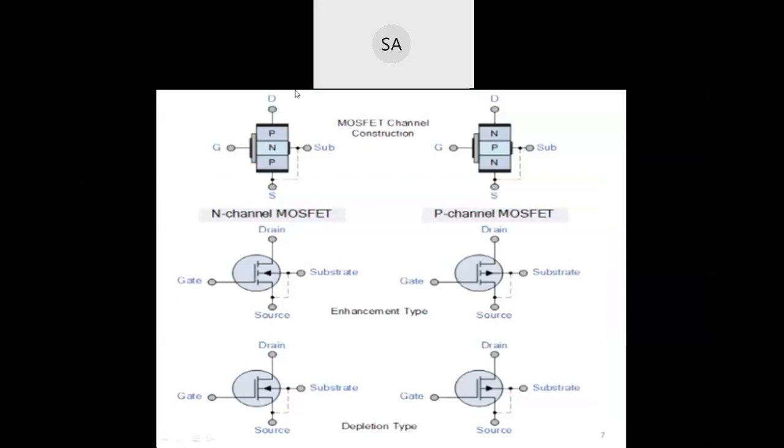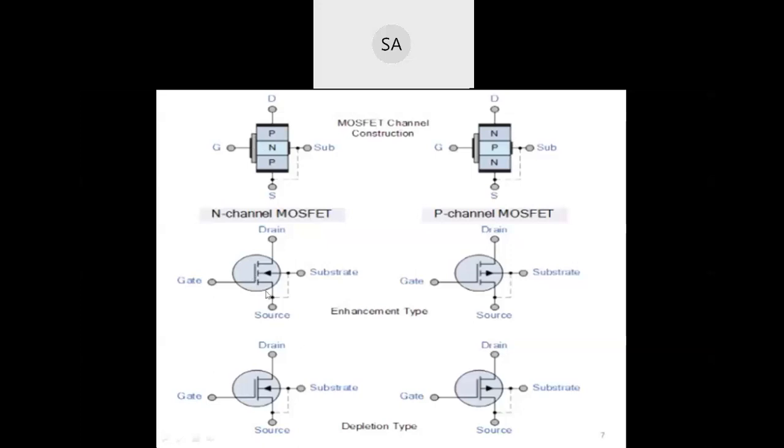So these are the symbols of enhancement type and depletion type. This is the construction of the N channel, and this is the construction of the P channel. The channel is N type with only one diffusion, and the gate is deposited on the other side of the channel by depositing an oxide layer and then the gate material. And this is the P channel.